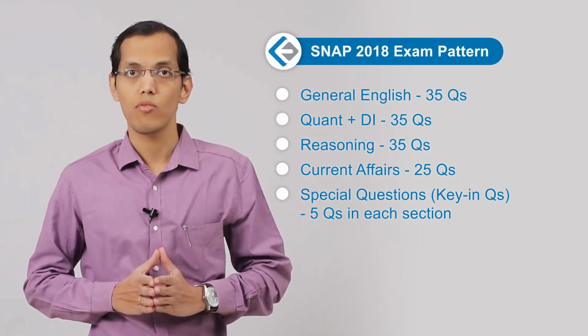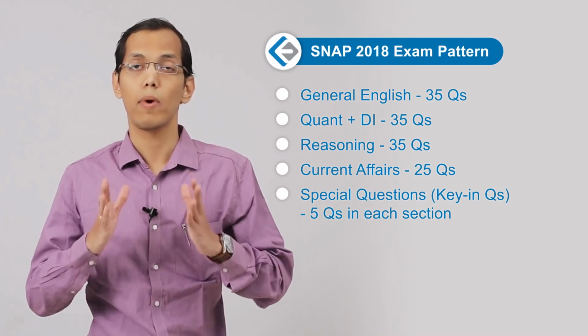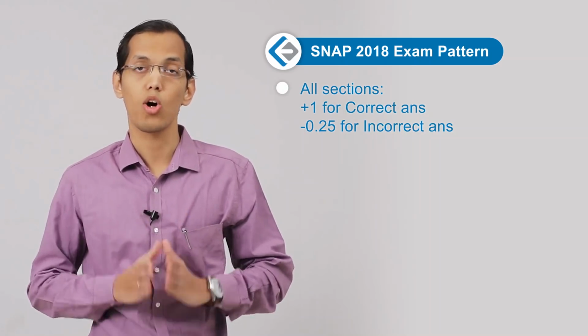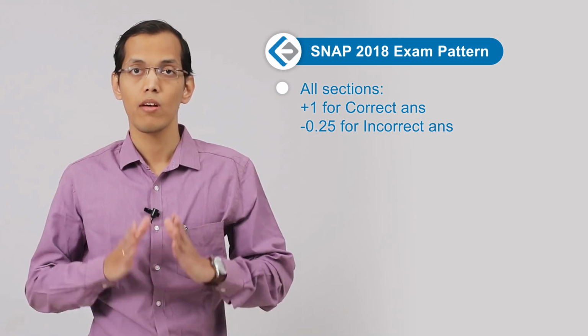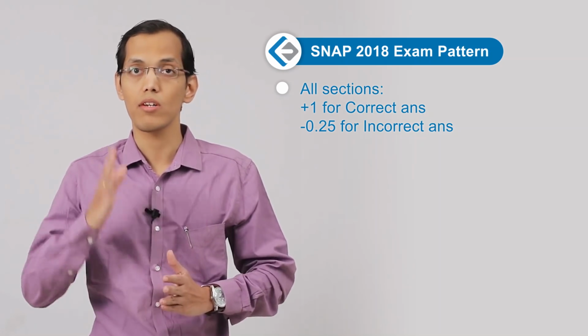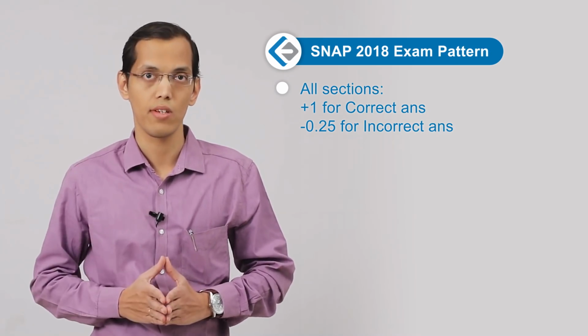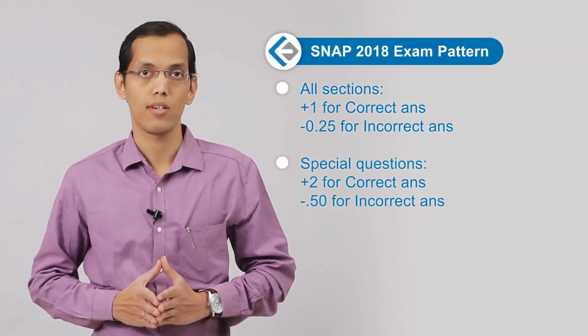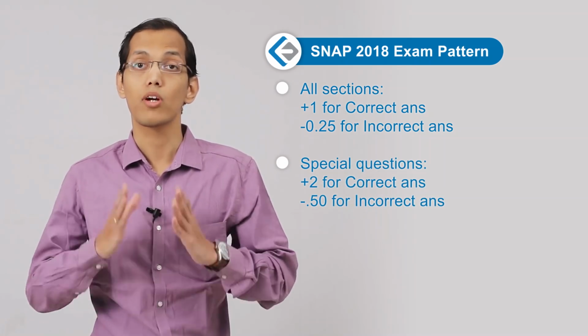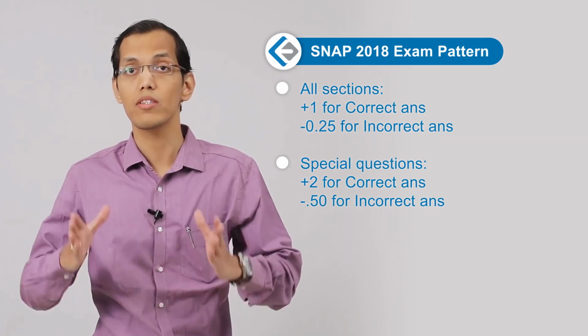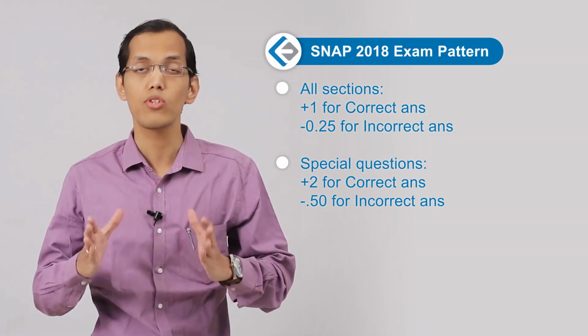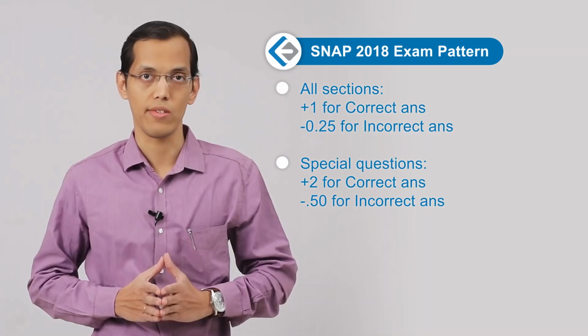Each of these questions would have 4 options, and the marking scheme would be +1 or -0.25. Whereas the special questions, which are 5 per section, would be awarded 2 marks if attempted correctly. They would attract the same 1/4 penalty, which in this case is 0.50 marks per question.